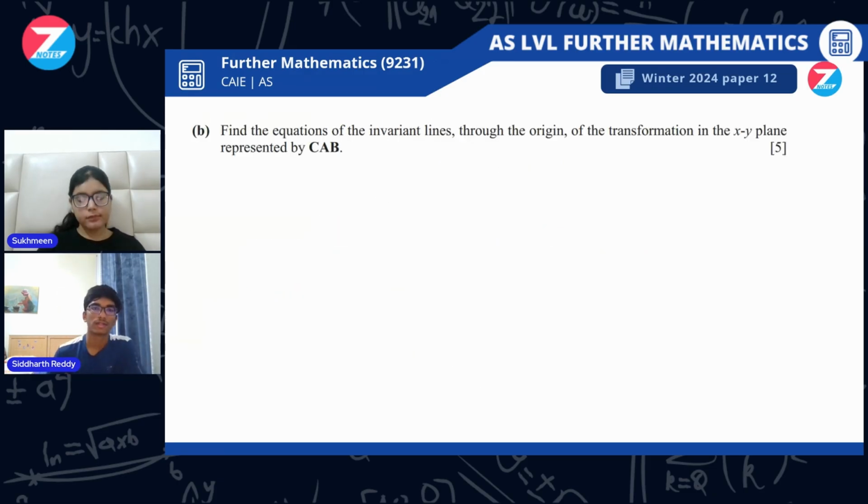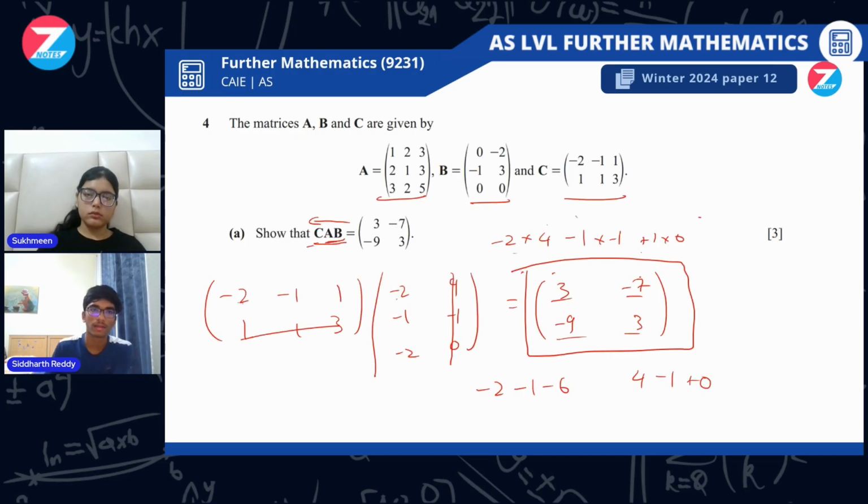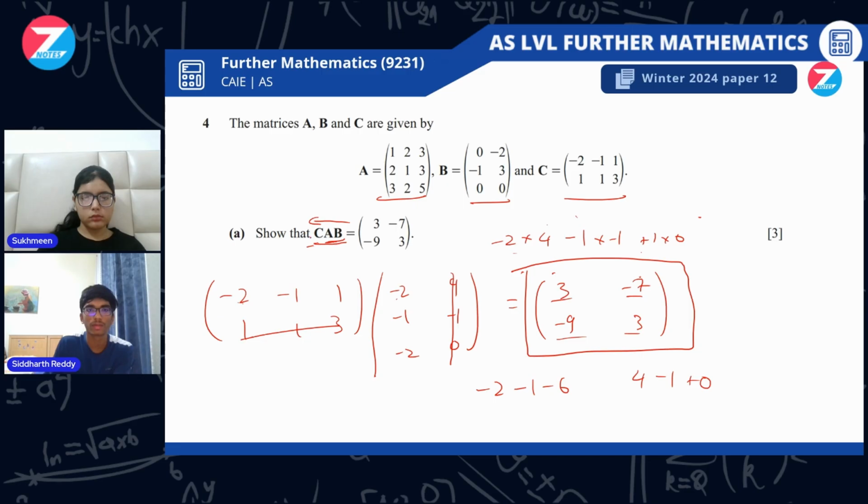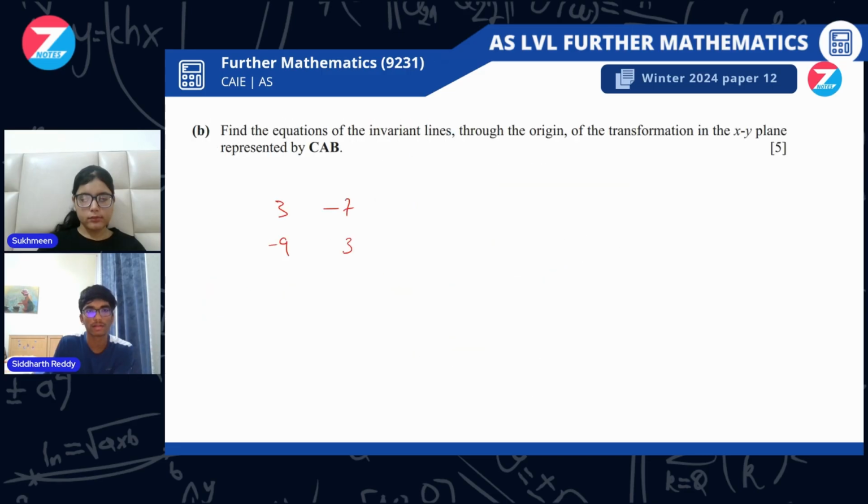Find the equations of the invariant lines through the origin of the transformation in the xy plane represented by CAB. So invariant lines are actually the lines which are not affected by the geometric transformation done by matrices. You should know that each matrix represents a geometrical transformation on the 2D plane. Okay, so you have 3, minus 7, minus 9 and 3.